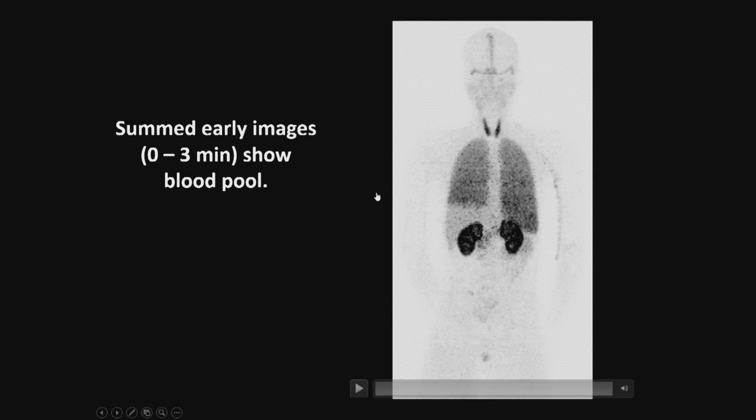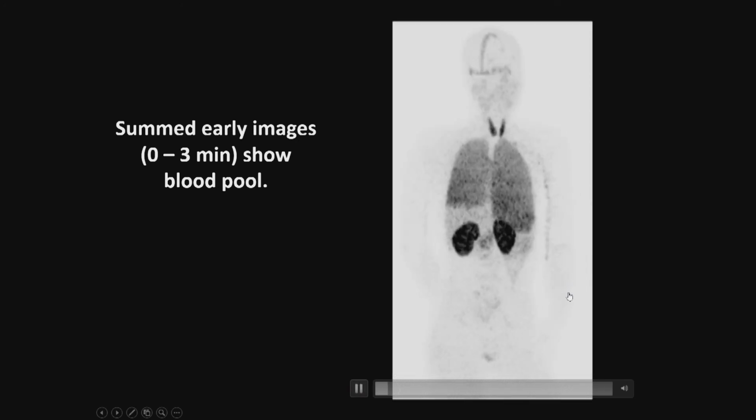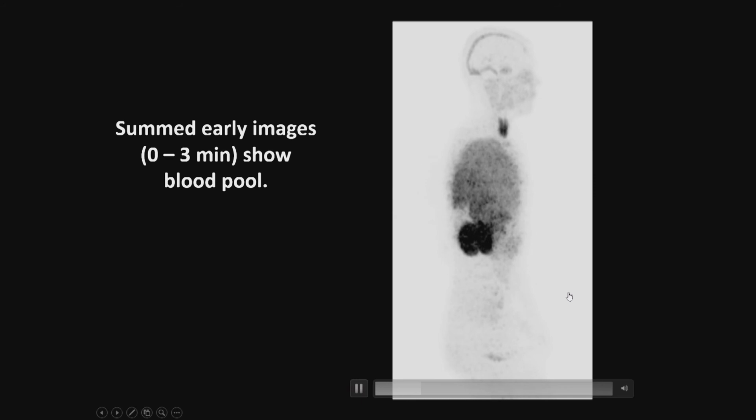Looking at these early summed images from 0 to 3 minutes, you see a lot of the blood pool. Let's see if this image will go around. First, before I start this rotating, this is the site where it was injected, and there's high uptake because it's a lipophilic compound, in the endothelium of the vein as it comes in. Here's the thyroid, kidneys. But look in the brain.